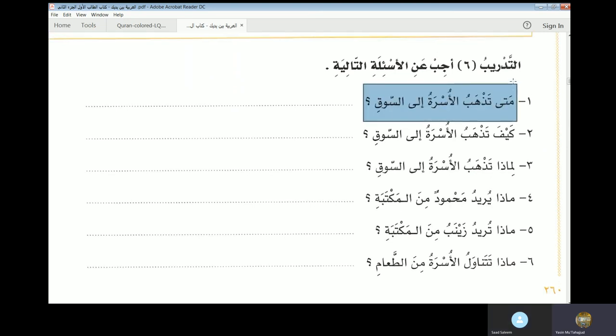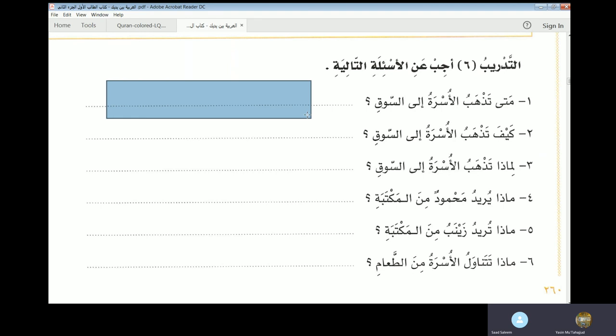Matatabul usrati ilasuki? That's: when does the family go to the market? Usratu tadabu ilasuki yamul khamisi. Yamul khamisi fil masai. On Thursday in the evening.